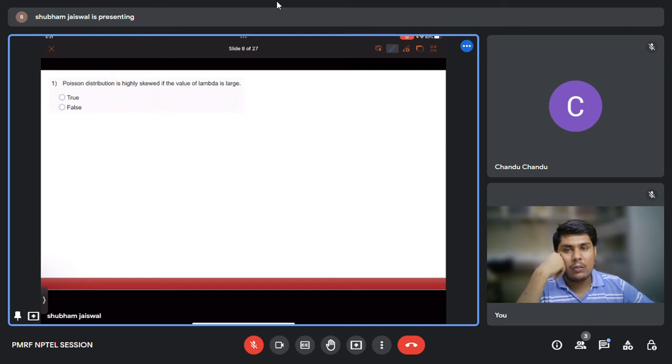Here it comes. The first question is: the Poisson distribution is highly skewed if the value of lambda is large. Is it true or false? What do you think, Mr. Chandu?